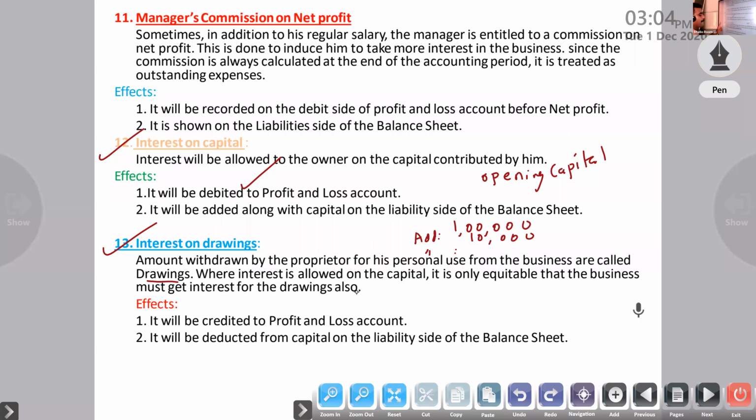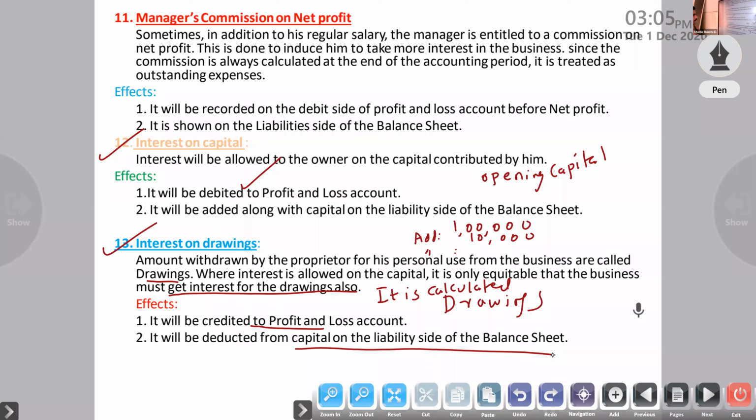So from the company's point of view, it is an income, profit and loss account credit side. It is calculated on the base of drawings. The calculated percentage is charged on the base of drawings. So it is an income from the company's point of view. Then in the balance sheet, from capital you have to subtract. If interest on drawings is there, their amount will decrease. Interest on capital increases their amount, but interest on drawings they have to give, so their amount will decrease. Interest on drawings is income for the company.